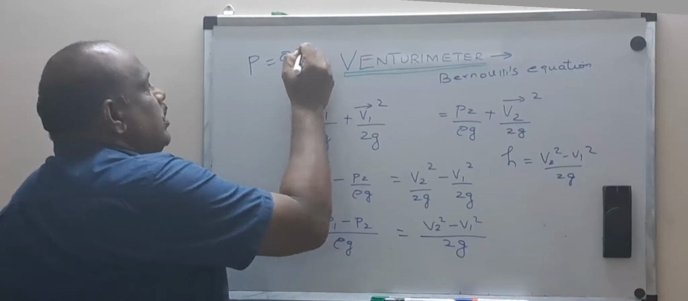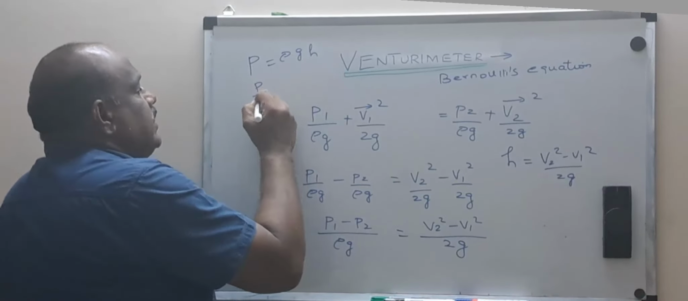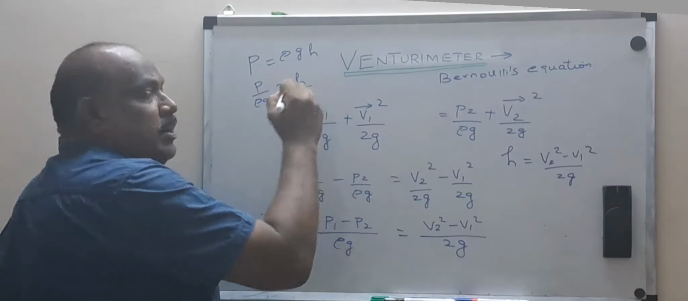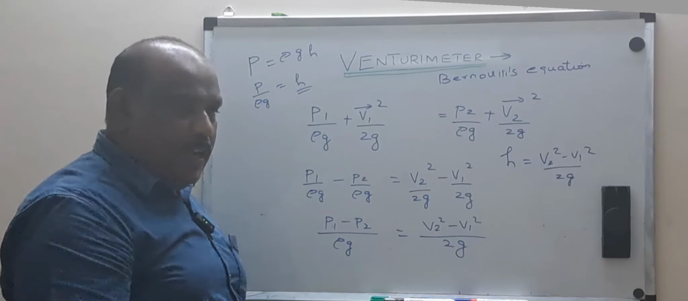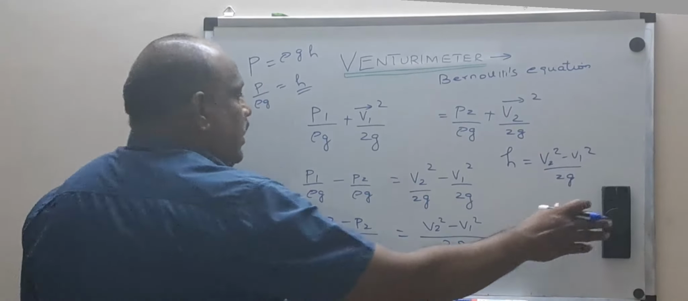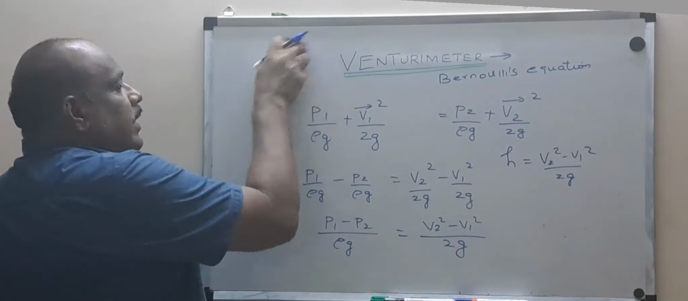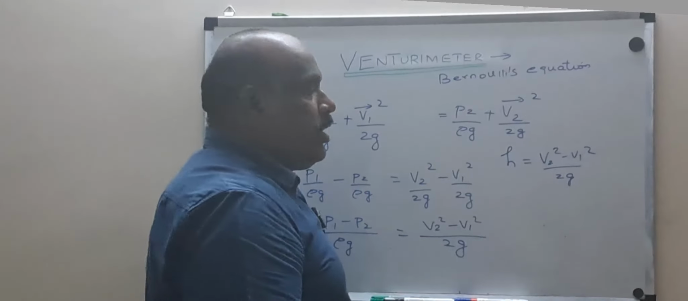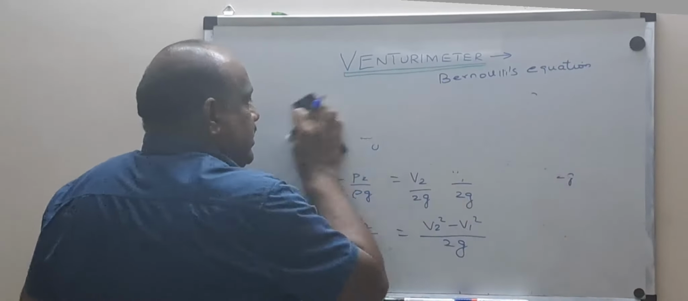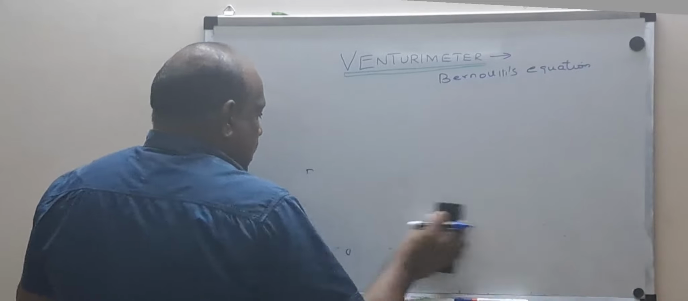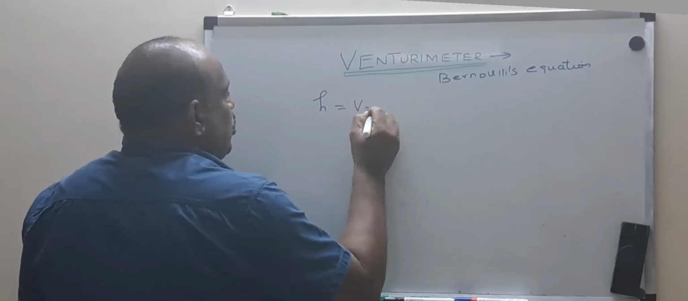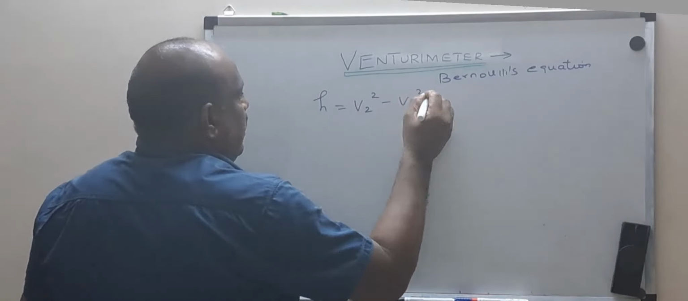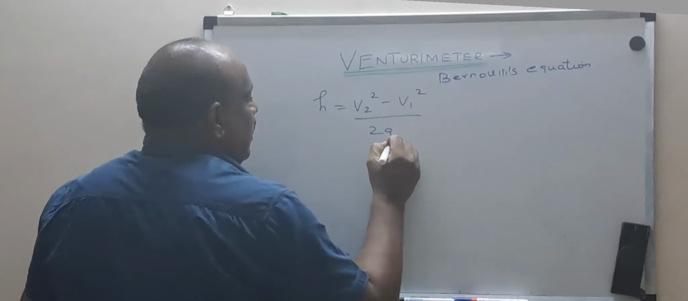Because we know the formula for static pressure is P equal to rho g h. So what is P by rho g? It is nothing but head. This head is called pressure head. Here instead of pressure we have difference in pressure. I hope you got the logic. So H equal to V2 squared minus V1 squared by 2g. Okay, fine. I will erase it and move further. So I end up here with H equal to V2 squared minus V1 squared by 2g.